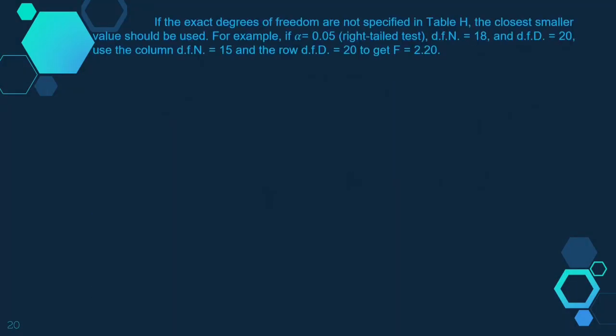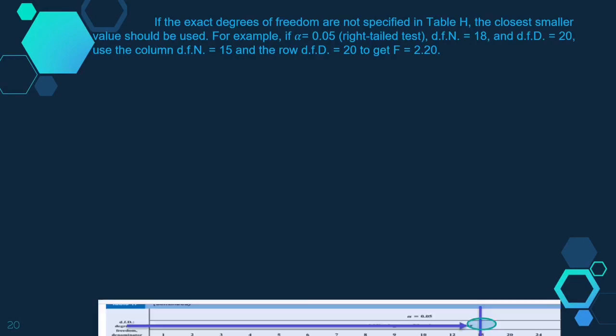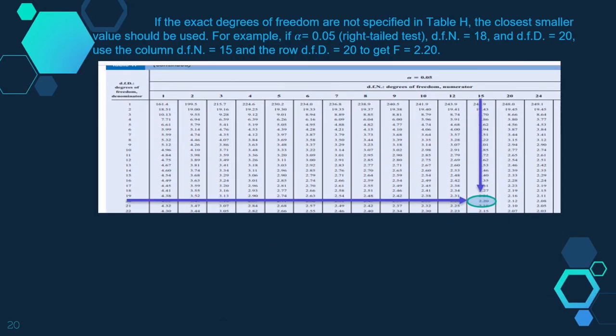If the exact degrees of freedom are not specified in table H, the closest smaller value should be used. For example, if alpha is equal to 0.05 and it is a right-tailed test, dfn is equal to 18 and dfd is equal to 20. Use the column dfn equal to 15 and the row dfd equal to 20 to get F equal to 2.20. Here is the table, and the intersection of 15 and 20 is 2.20.